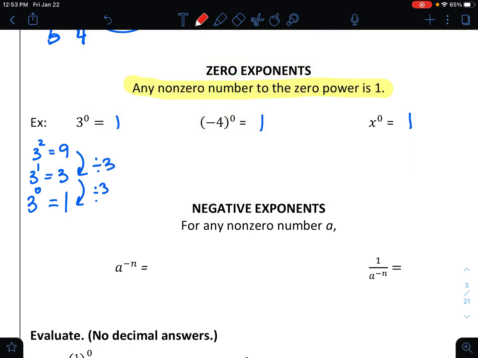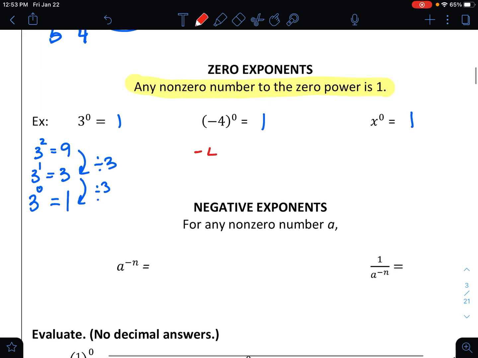Now I want to talk about the middle example. I want to talk about the difference between what's on your paper and what if I took the parentheses away. If I take the parentheses away, this is really saying -1 times 4 to the 0 power. And so the answer to this one is -1, not +1.